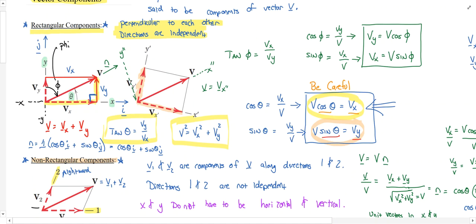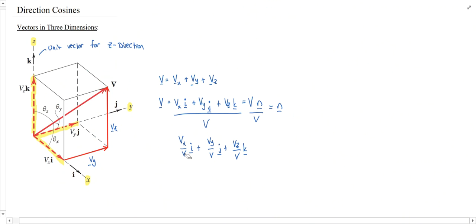So what happens here is that Vx by v is really the cosine of theta x, where theta x is the angle made between that vector and the x-axis. Now that's really hard to see. I don't expect you to be able to look at that and say, oh, that's 63 degrees. We don't have any numbers here. We don't know what that angle is. But it's the same principle. Theta x is the angle between the x-axis and the vector v.